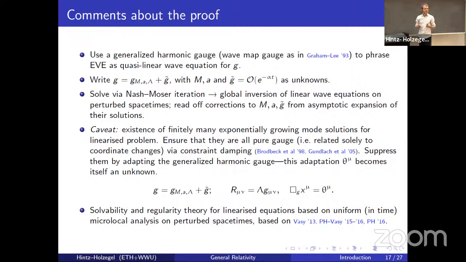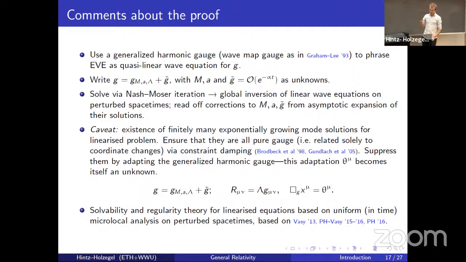And so one just regards them as unknowns in some nonlinear iteration scheme, and also the exponentially decaying remainder will be treated as an unknown. We solve the nonlinear equation via an iteration, which in this case is the Nash-Moser or Newton iteration, if you want, in which one globally inverts, so globally in time, a linear equation at each step of this iteration.